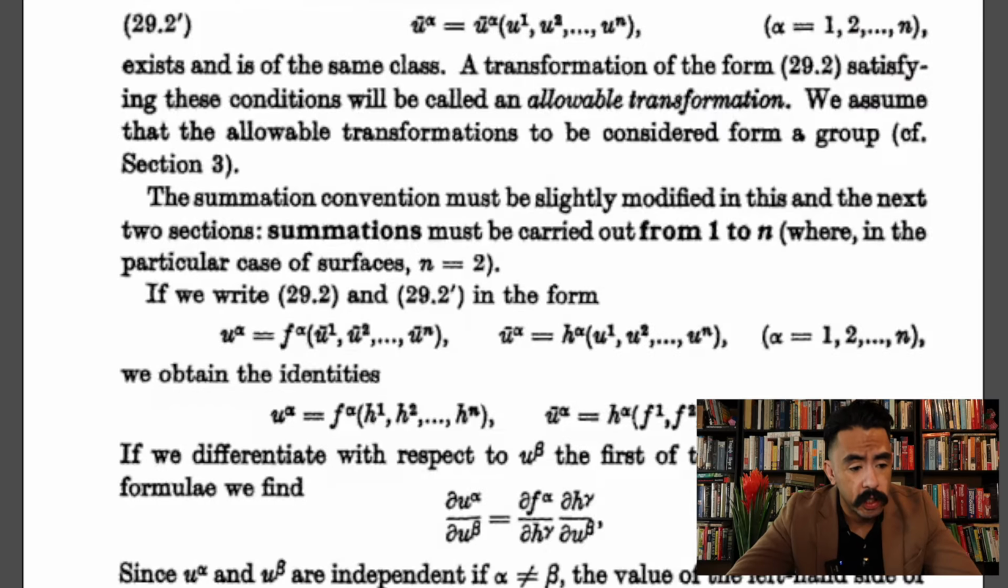We assume that the allowable transformations to be considered form a mathematical group, which, to remind ourselves what that is, has the four following properties: associativity, identity being a part of the group, the inverses for each element being a part of the group, and the closure of the group. So more specifically, associativity is that parentheses work out as you would expect. If you have the quantity a plus b, closed quantity, plus c, where a, b, and c are elements of a group G, then that is equivalent to saying a plus the quantity b plus c, closed quantity.